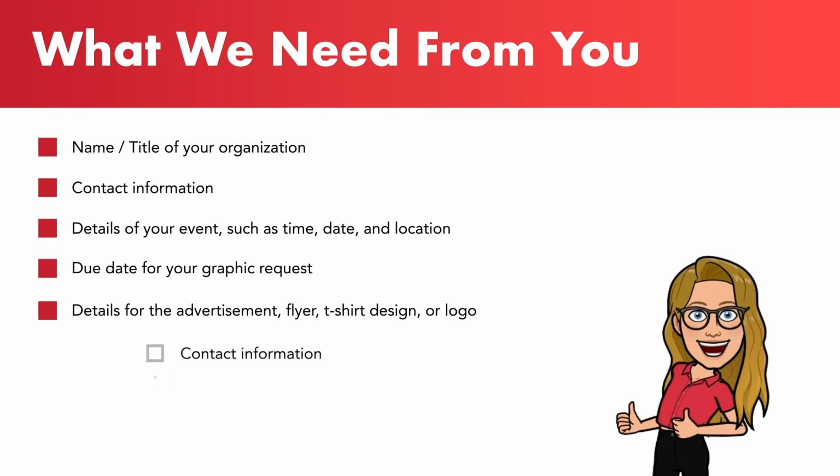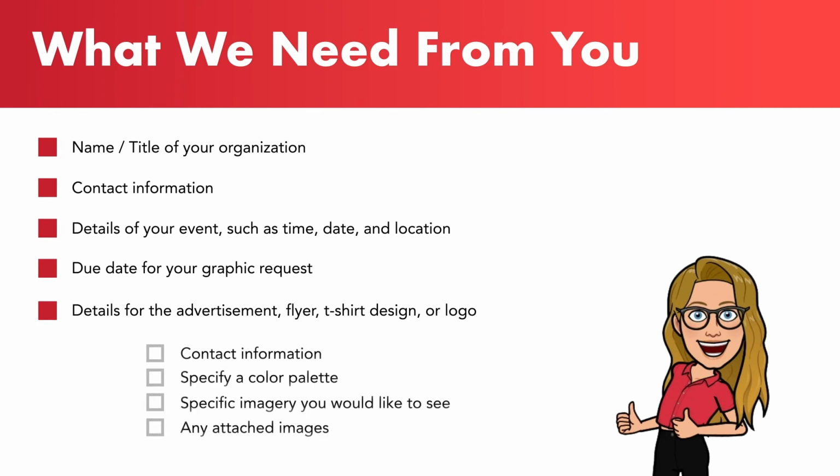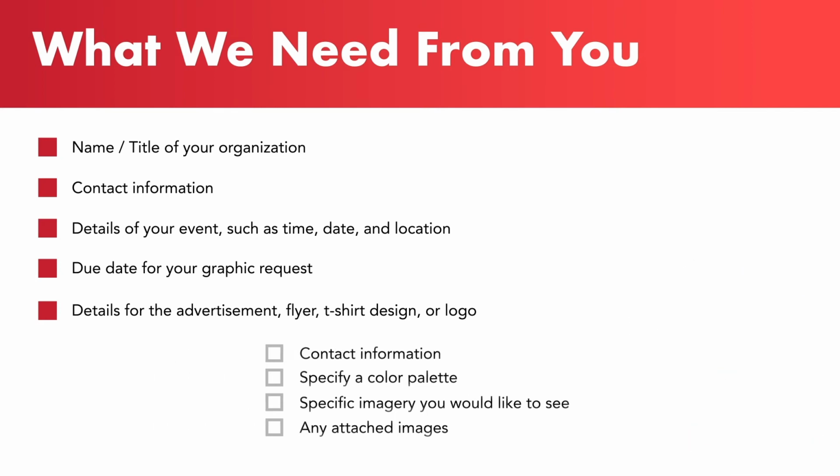So just to reiterate on what Juliet said in her walkthrough, here's an overview of what we need from you. The name and title of the organization, contact information, preferably your email, details of your event such as the date, time, and location, as well as the date you need this design by, and a description of what you want in the design, such as a specific color palette, imagery you would like to see. And you're more than welcome to attach picture references so we can get a better idea of what you're looking for.